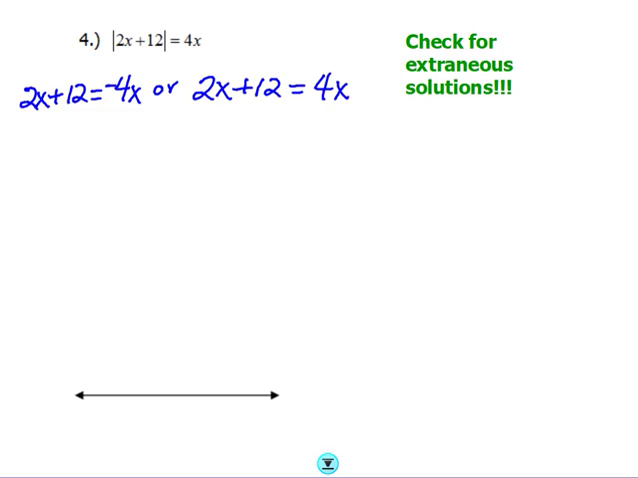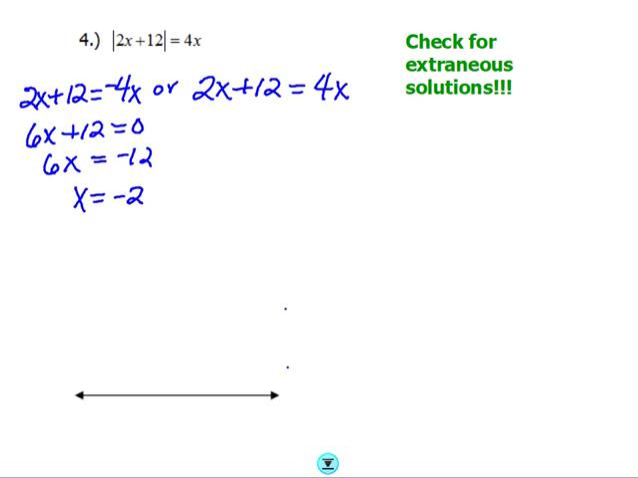All right, let's solve. When I go to solve this, I've got x's on both sides. So I can either move my x's to the left, numbers to the right, or vice versa. Just to be consistent, I'm going to move my x's to the left each time, and my non-x's to the right. So I'm going to subtract 4x from 2x, so I get 2x minus 4x is negative 2x plus 12 equals 0. Subtract 12 and divide by negative 2 and get 6.